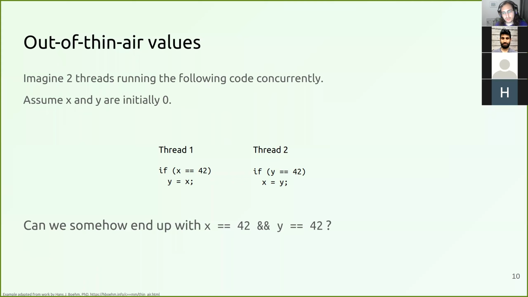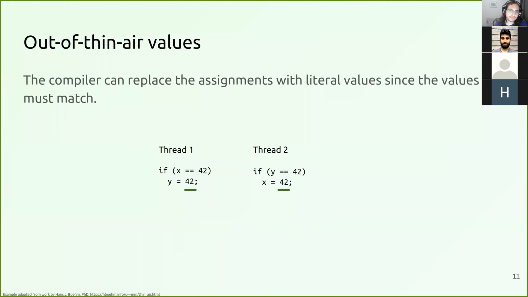So there are two things happening here for that result to happen. One is that compilers are allowed to replace assignments with literal values. They're allowed to replace variables with values. So here, in the code, we have x, we check if x equals 42. And then after that, we had y equal x. So at that point, because we checked it, we know that x is the number 42. And so the compiler is actually allowed to replace the variable x with the number 42.